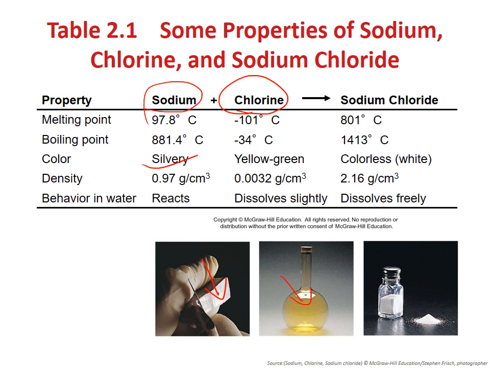When sodium and chlorine combine together, they make a compound called sodium chloride. And sodium chloride is a white solid which has a very high boiling point and melting point compared to sodium and chlorine. It is amazing that two very reactive and poisonous substances rearrange their atoms and form a product that is completely different from their reactants, and it's edible.